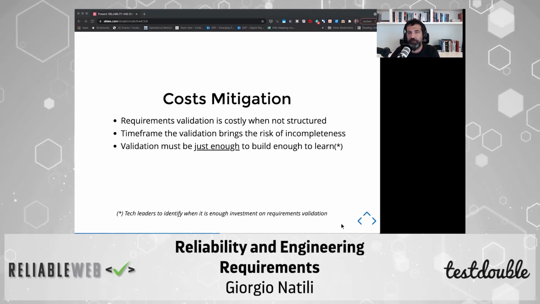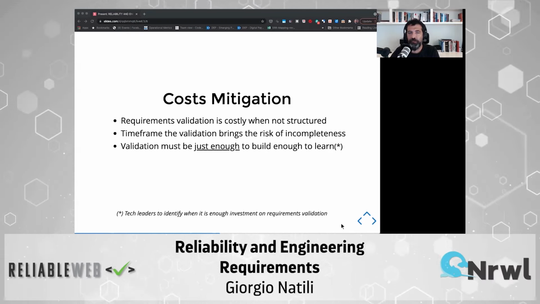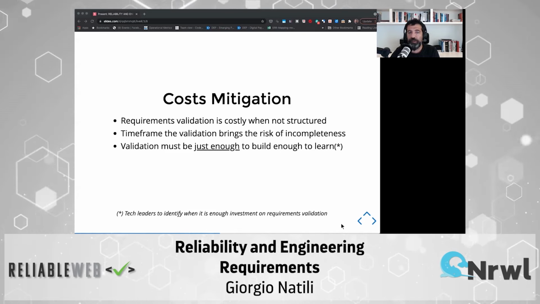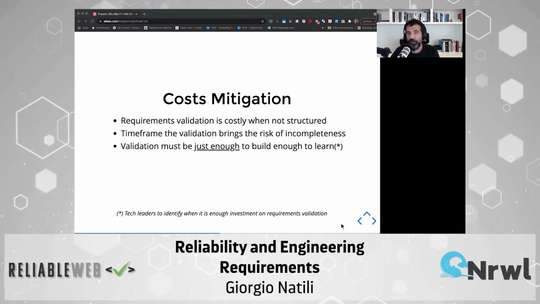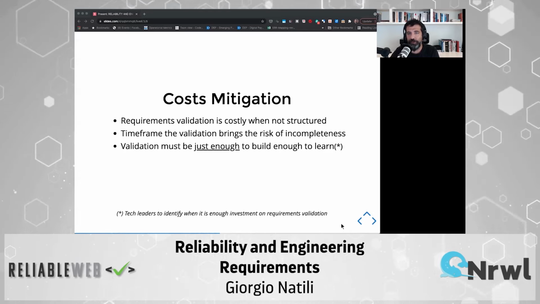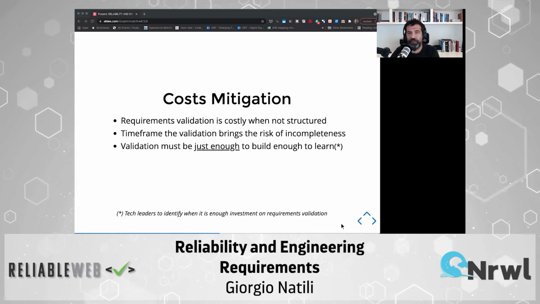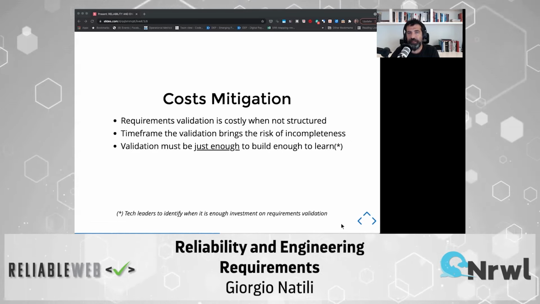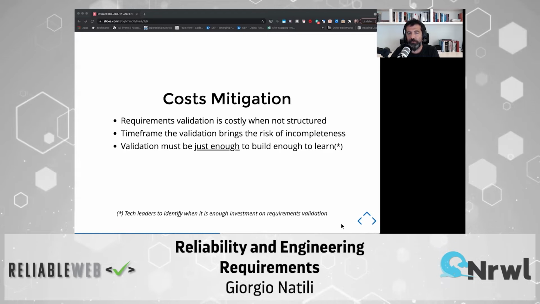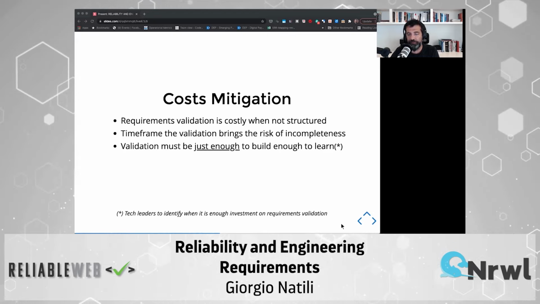A time-framed discussion can bring you to incompleteness. Validation must be just enough to build something else, or some part of the system, and learn from that. Leverage your tech leads. The tech leads have a better understanding of the system, and they understand when it's enough to stop digging into a specific problem.